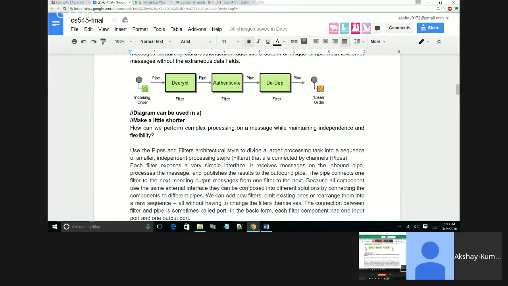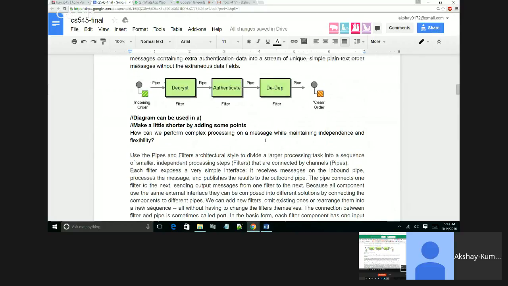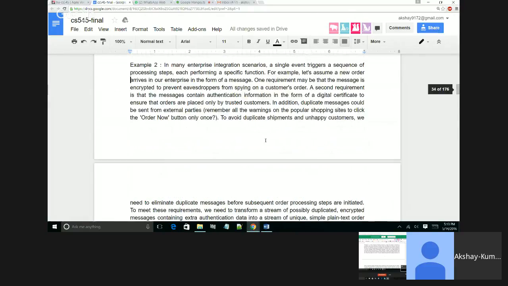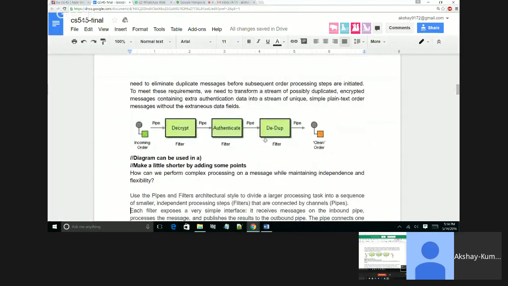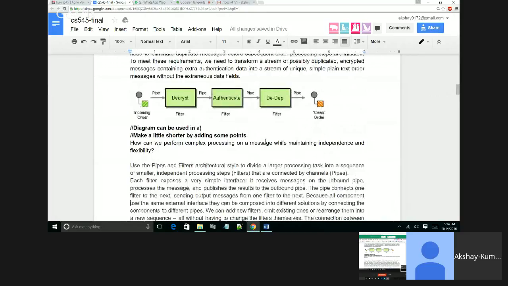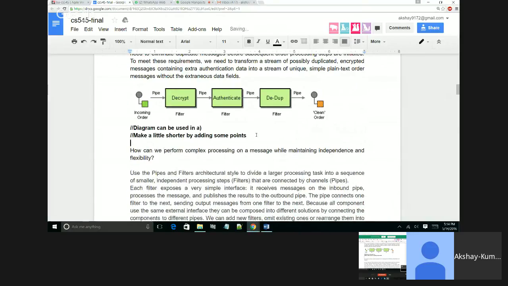So this one is the next question, or have you added this as an example? How can we perform complex processing in a message while maintaining independence? If you go with the example, it is continuing the example of the enterprise integration scenario. After that, it's taking how can we perform complex processing on a message. I think two examples are already enough, so you need not explain that much for this. You can compact this if you want. This is some extra information you are adding here.